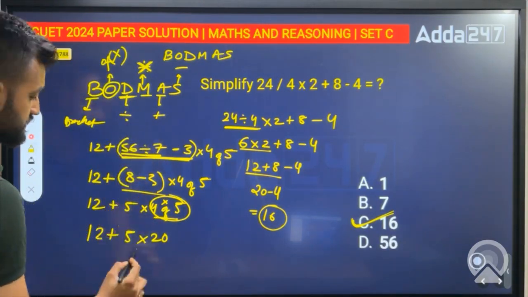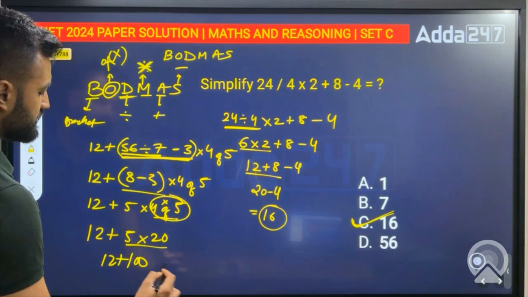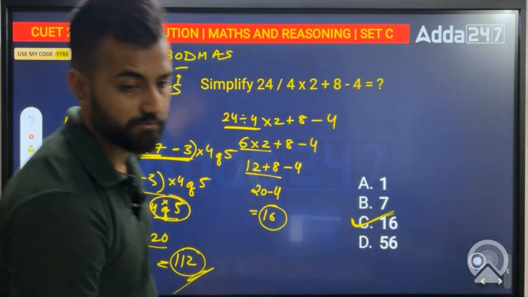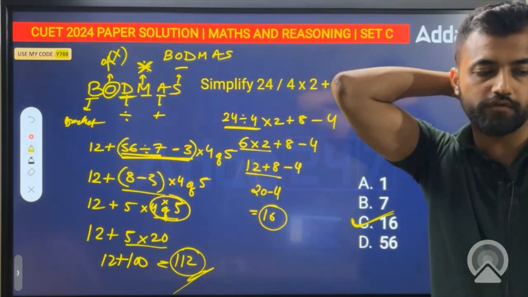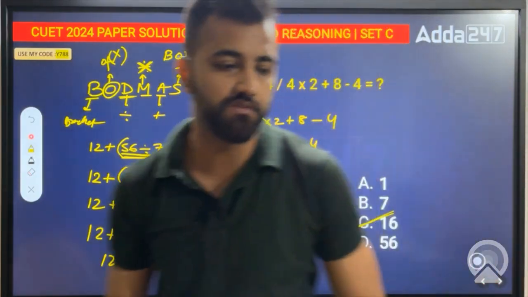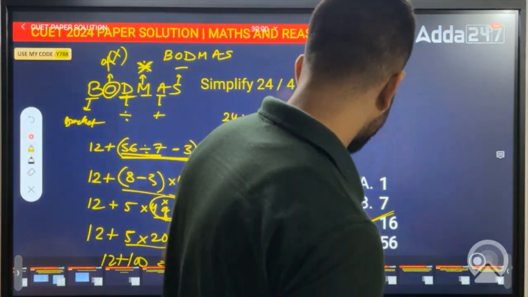Next, sir, we have to do division is not there anymore. We have to do multiplication. So, 5 into 20 is 100. And out here, we have 12. So, 12 plus 100. Now, just add them up. You'll get 112 as your answer. Done. This is how you use BODMAS. So, one question from simplification, you'll get it. Not from BODMAS, but simplification. And simplification, the rule that you use to solve is BODMAS. Okay. Next, let's go to the next one.